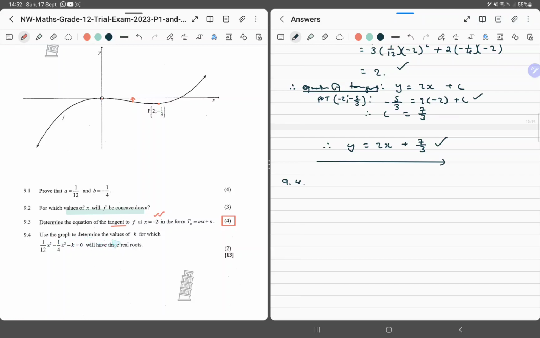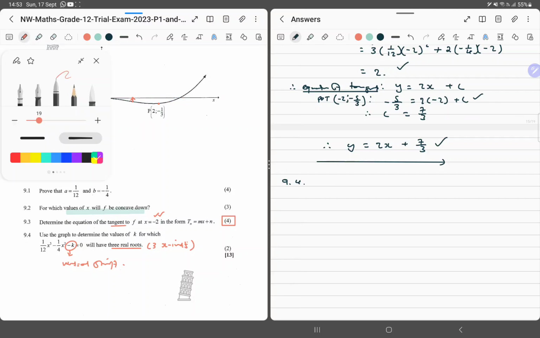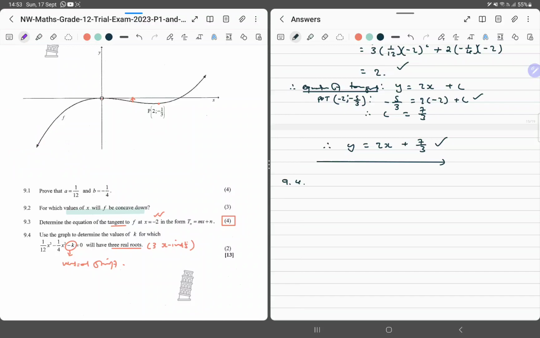9.4, it says, use the graph to determine the values of k for which... now you can see this is the equation of f, but k here is a vertical shift, because it's a constant. Now, this must have 3 real roots, meaning it must have 3 intersections or 3 x-intercepts. So we want 3 x-intercepts. At the moment, we only have 2, at the origin and there. But now, if you look at this graph, when we look at it in this manner, let's just try to do it.